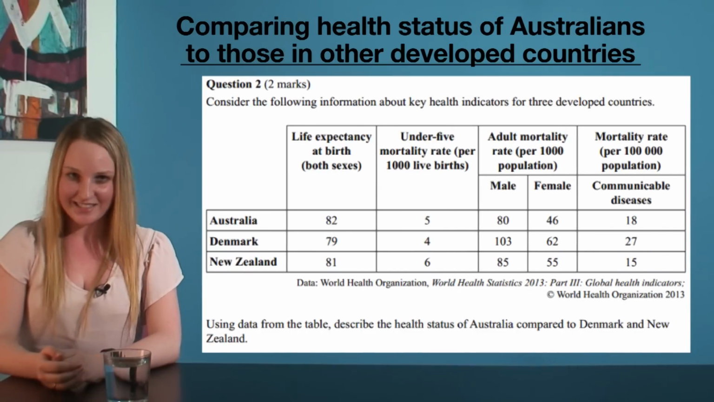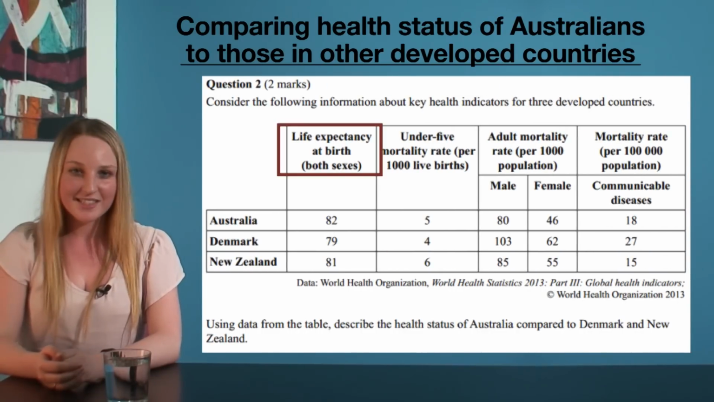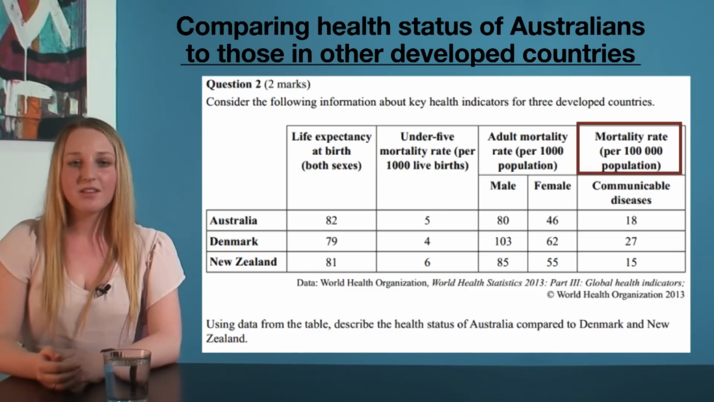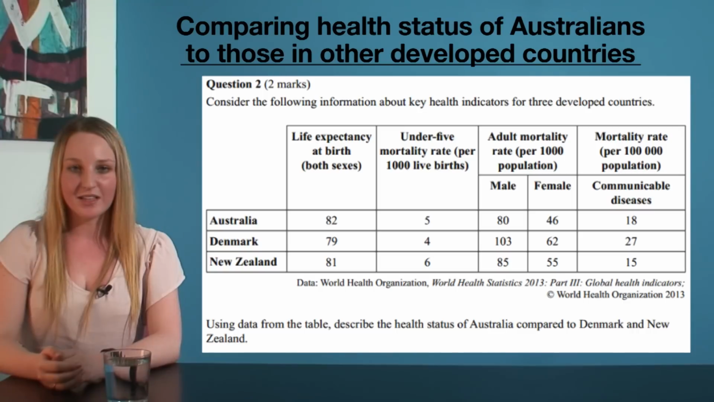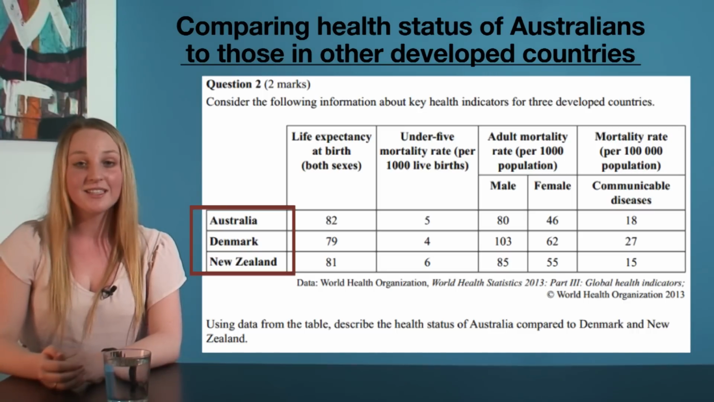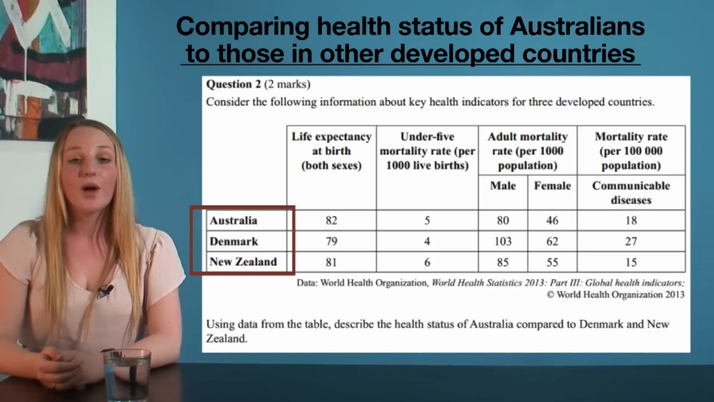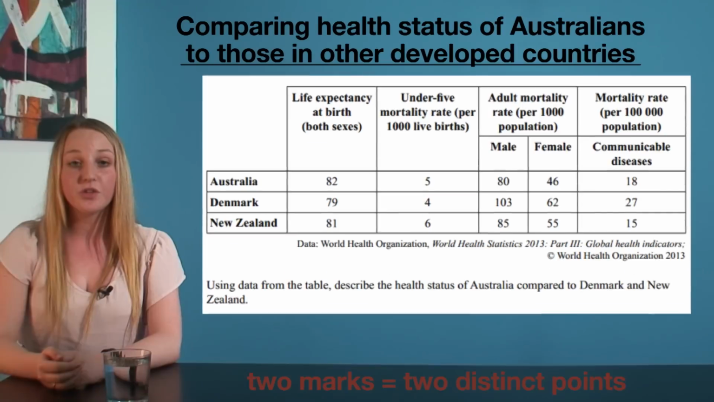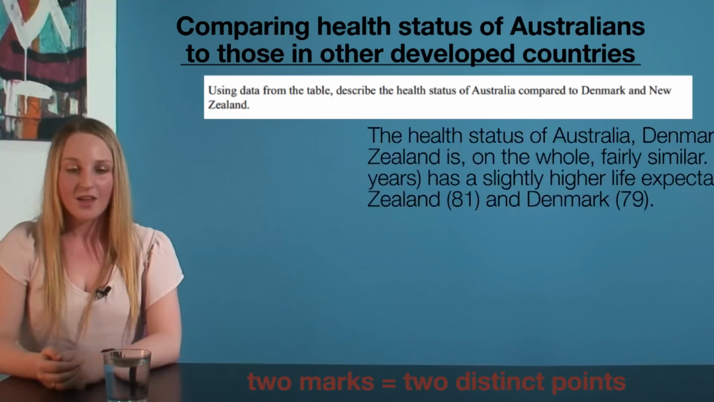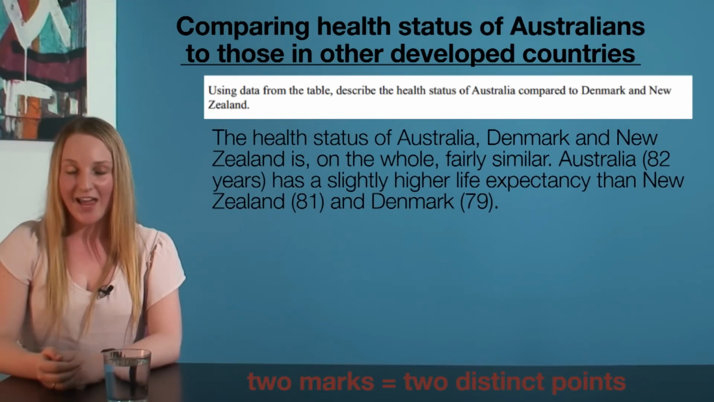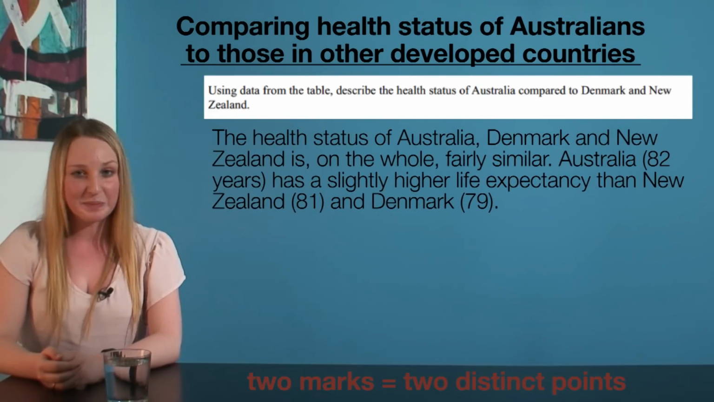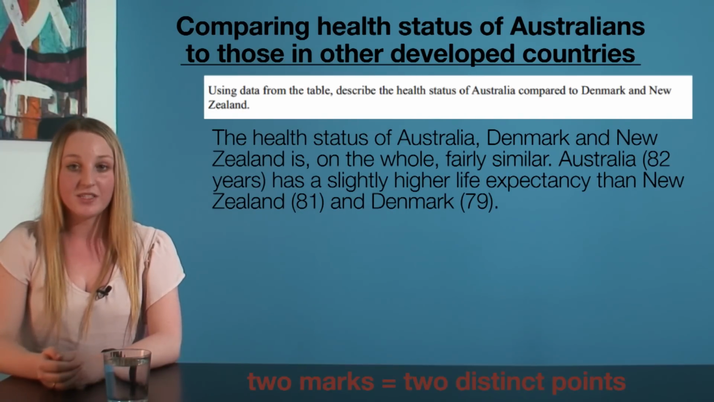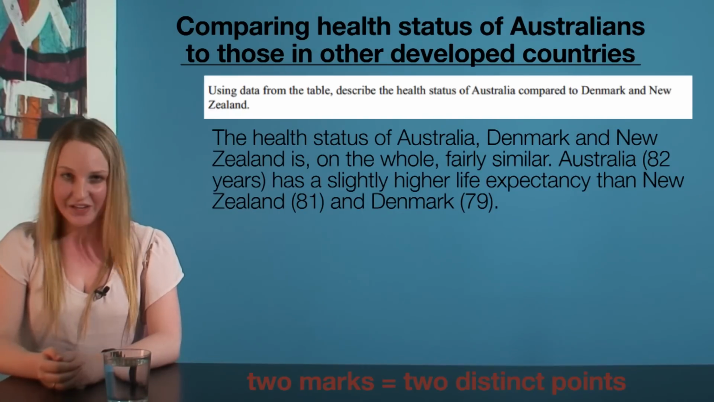VCAA have been pretty good to us here, providing figures for life expectancy, under 5 mortality rate, adult mortality, and maternal mortality. This makes it much easier to analyse the health status of the 3 countries listed: Australia, Denmark, and New Zealand. The question is worth 2 marks, which suggests that we need to make 2 distinct points. To do this, we could say something like this: the health status of Australia, Denmark, and New Zealand is on the whole fairly similar. Australia, 82 years, has a slightly higher life expectancy than New Zealand, 81, and Denmark, 79.